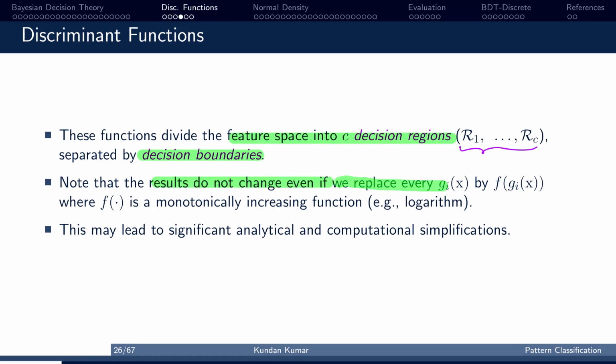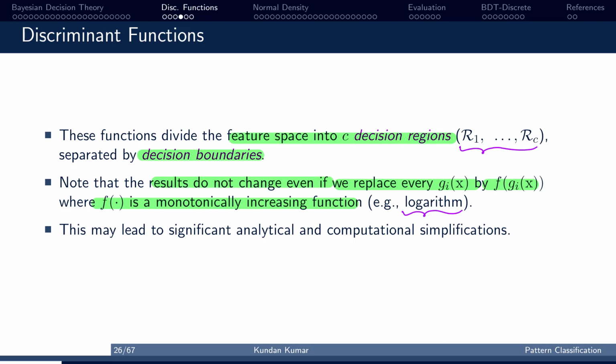even if we replace every g_i(x) by a function of g_i(x), if the function is a monotonically increasing function. So whatever classifier we design using the discriminant function, if we apply some function on the discriminant function, our decision rule will not change if the function is monotonically increasing. A logarithmic function, for example, is a monotonically increasing function.